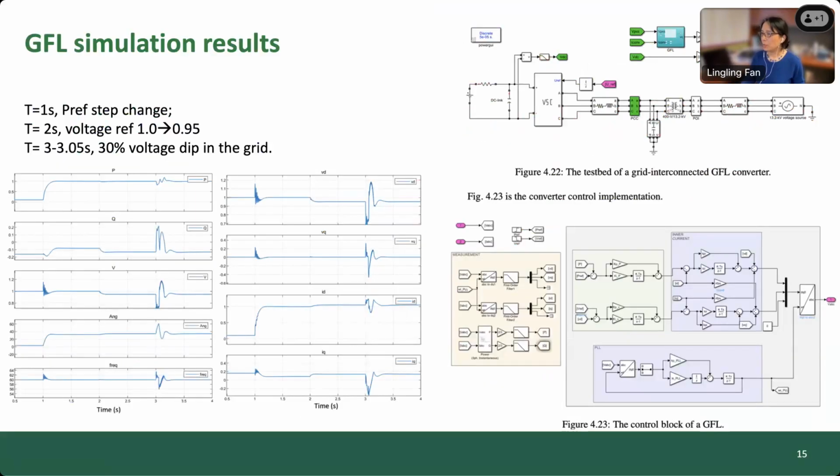If we put the system into a model, using just three blocks or the DQ transform, this is done in MATLAB Simscape. Let's look at what will happen. Just looking at t equals 1, a P reference step change, right? So what do you expect to happen?